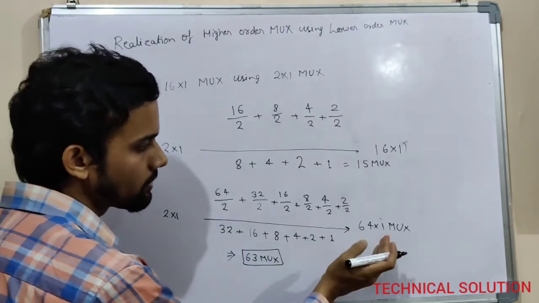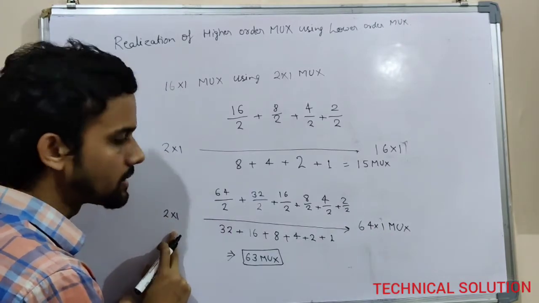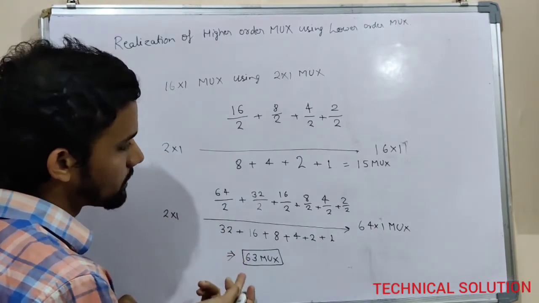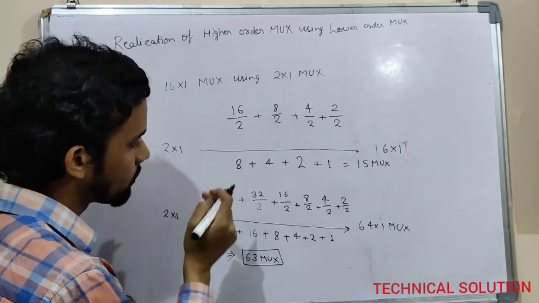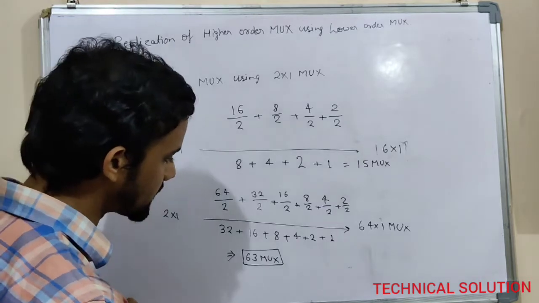That is, if I want to design a 64x1 multiplexer using 4x1 mux, then again we have to divide this 64 by 4, until we get 1 here. We will see this next.